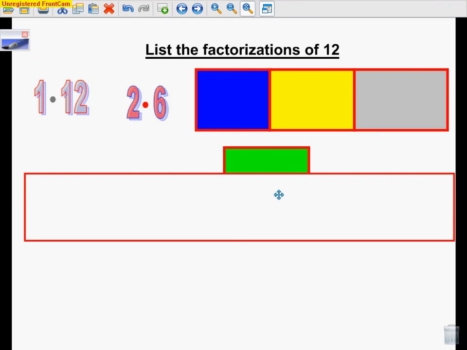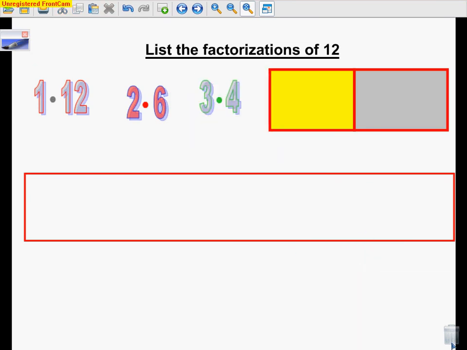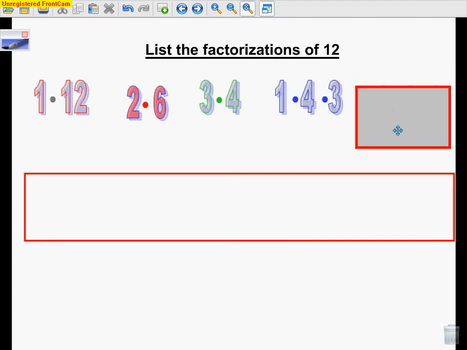factorization, 2 times 6, 3 times 4. Now these next two might not be as obvious, but 1 times 4 times 3, that's a factorization. That multiplies to give you 12. 2 times 2 times 3, that's also a factorization.